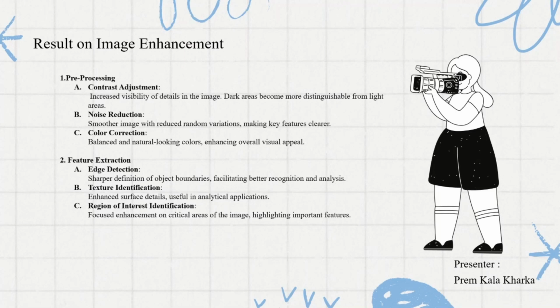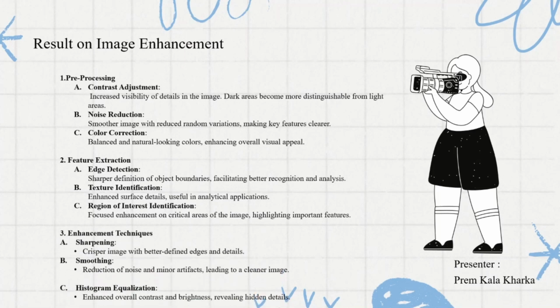Third enhancement is for the enhancement technique. In sharpening results in crisper image with better defined edges and details. It enhances the clarity of the finer details, making it easier to distinguish between different elements within the image.